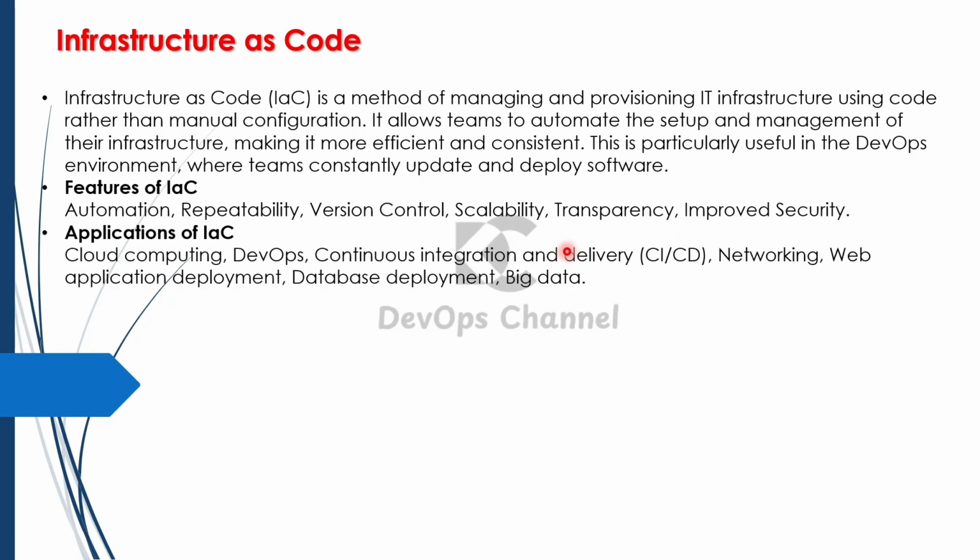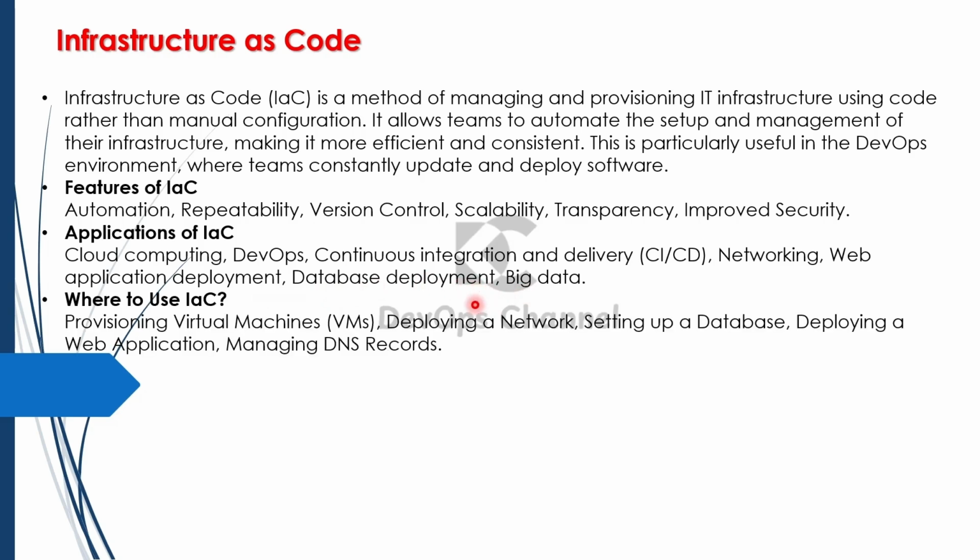Now next one, what are the applications where it is used? So infrastructure as code is used in cloud computing and DevOps, CI/CD, networking, web application development, database deployment, or big data analytics. Okay. Now, where can you use infrastructure as code? There are some examples, and these examples are not limited to this. There are various examples for infrastructure as code.